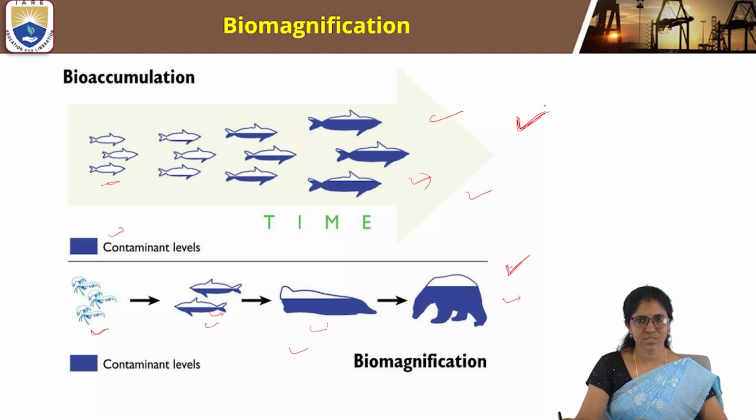Bioaccumulation is the concentration of pollutant in one trophic level. Biomagnification is the concentration of pollutant across the food chain.